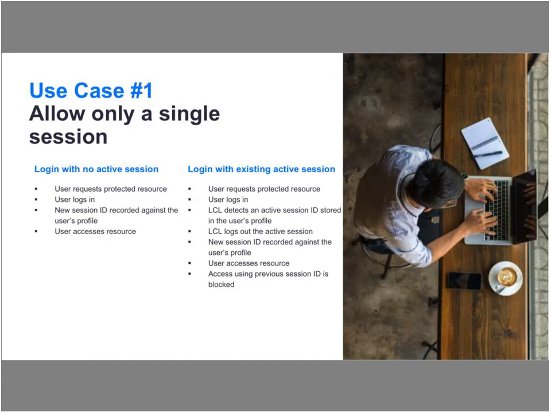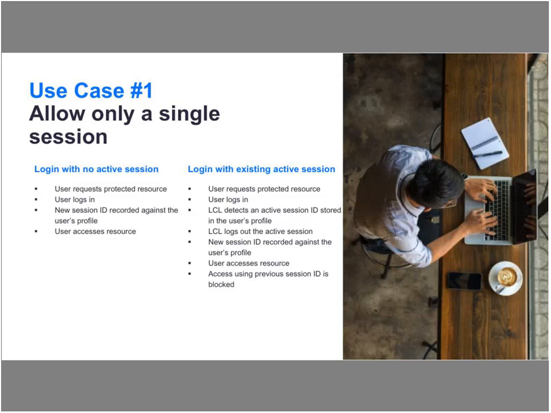The first step is when a user tries to access the system and they don't have an active session already. So what happens is the user requests a protected resource. They will be prompted for credentials. The credential will be validated, and then the module would record the session ID against the user profile. There's an attribute in the user's profile that we need to use to store that session ID, and then the user will go ahead and access the resource.